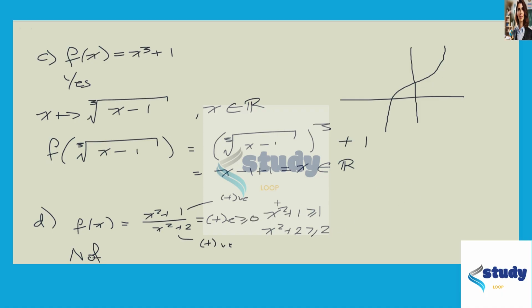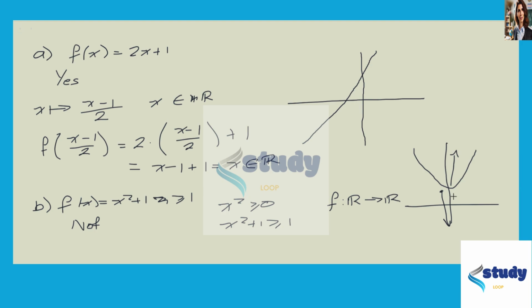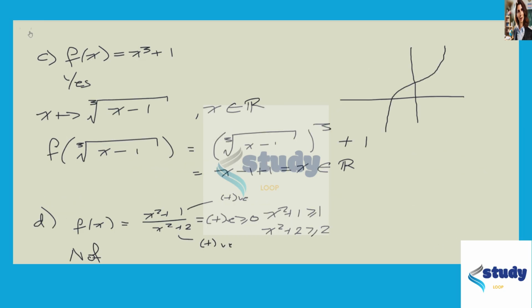But once again, the problem with this question is that we're taking bijections from R to R. As a result, you completely miss out on all the y values that are negative. So therefore, this is not a bijection because it's always going to be greater than or equal to 0.